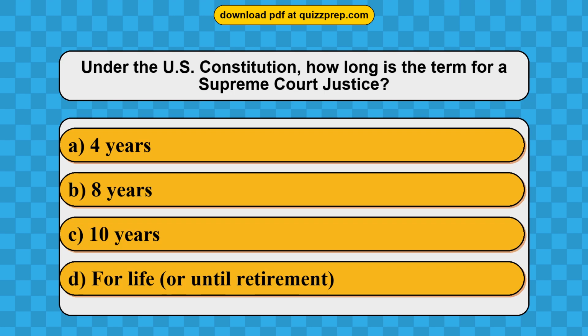Question 24. Under the U.S. Constitution, how long is the term for a Supreme Court justice? Option A. 4 years. Option B. 8 years. Option C. 10 years. Option D. For life, or until retirement.